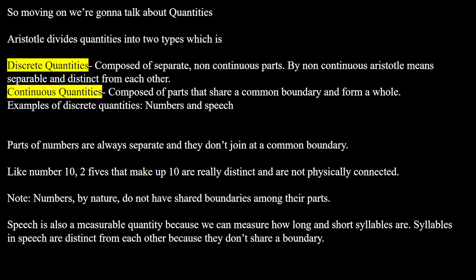Examples of discrete quantities would be numbers and speech. Parts of numbers are always separate and they don't join at a common boundary. Like the number 10, two fives make up 10 but are really distinct and not physically connected to each other. And note that numbers by nature do not have shared boundaries among their parts. Speech is also a measurable quantity because we can measure how long and short syllables are. Syllables in speech are distinct from each other because they don't share a boundary.